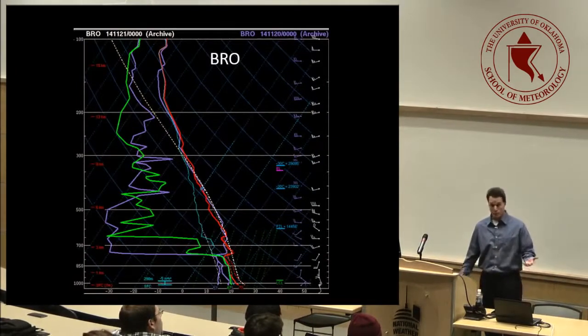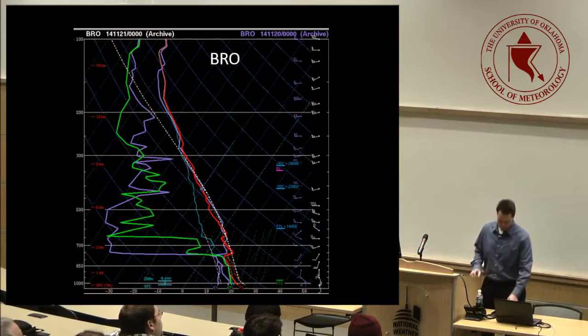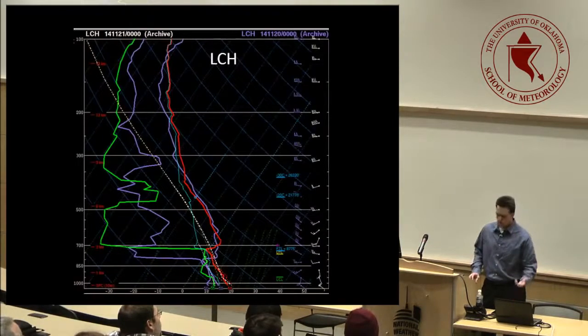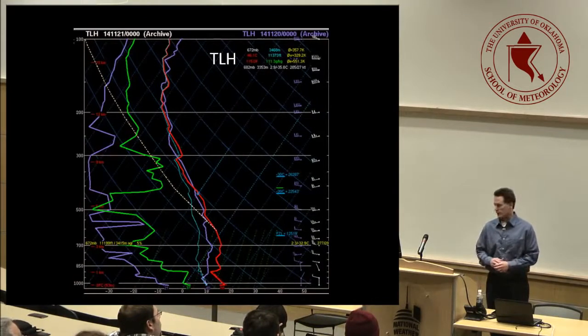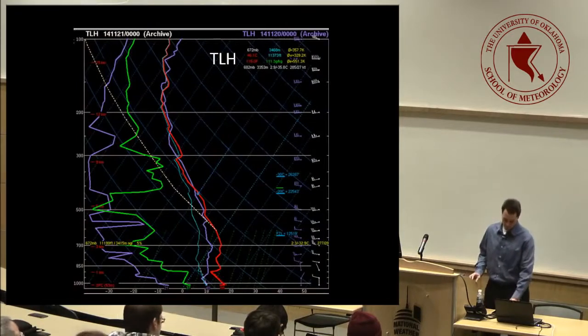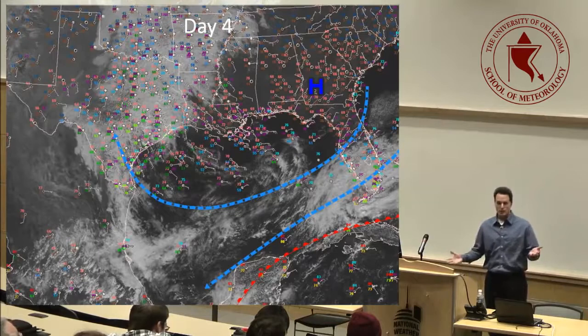Brownsville continues to moisten. Again, now we're starting to see at least a little bit of CAPE. We've also cooled some in the mid-troposphere. And in this case, we're starting to set up the early stages of an unstable warm sector. Not much change at Lake Charles, and we've shown a little bit of moistening at Tallahassee, but essentially it's still the offshore flow phase over there. All right, day four. No big change in the trajectory.